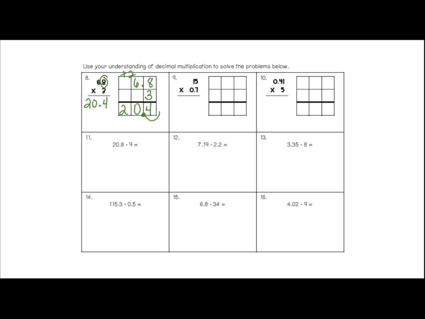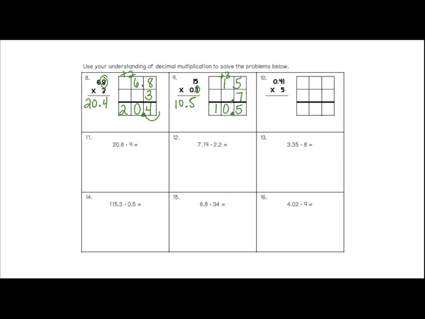Let's work out the next one. We have 15 times 0.7. That 0 in the ones place does not offer any value, so I can leave this off. 7 times 5 is 35. 7 times 1 is 7, plus 3 is 10. I have 1 digit behind the decimal point in my problem, so that means my answer is also going to have 1 digit. So that gives us 10.5.